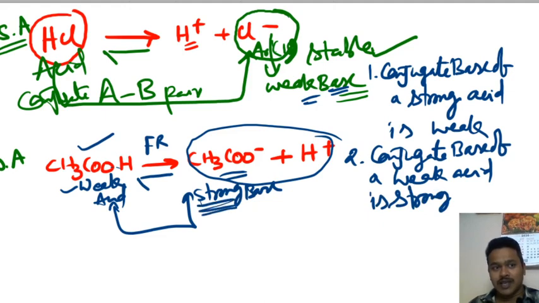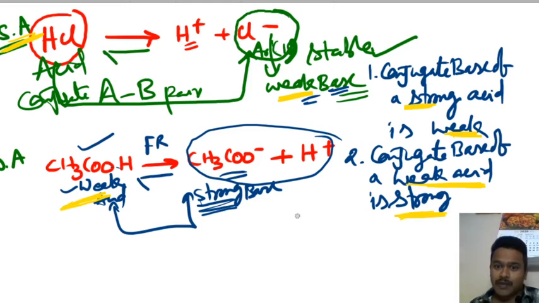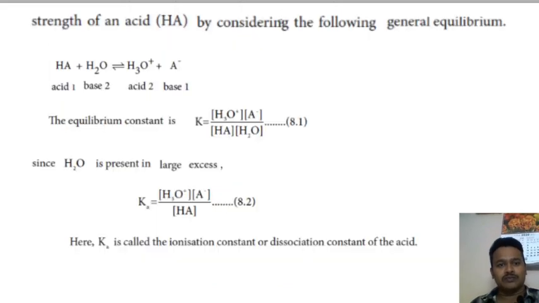Understanding what I am saying? This weak is nothing but this weak, and this strong is nothing but this strong. This weak acid is nothing but this weak acid, and this strong base is nothing but this strong base. That is the meaning of these two. Okay, next one we will go.